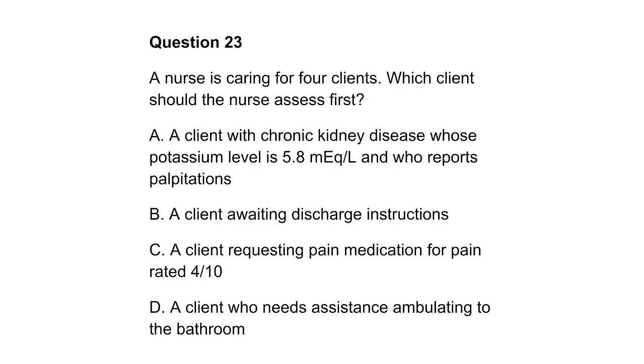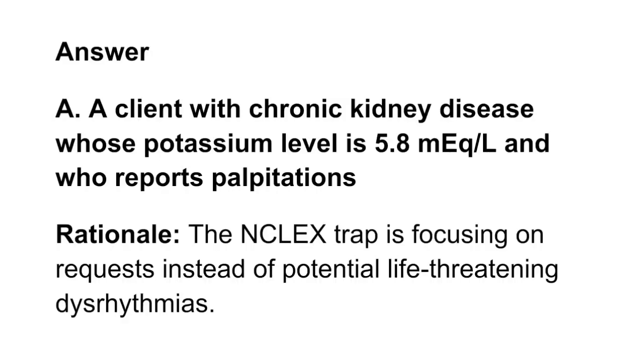Question 23. A nurse is caring for 4 clients. Which client should the nurse assess first? A. A client with chronic kidney disease whose potassium level is 5.8 milliequivalent/L and who reports palpitations. B. A client awaiting discharge instructions. C. A client requesting pain medication for pain rated 4 out of 10. D. A client who needs assistance ambulating to the bathroom. Answer: A. Rationale: The NCLEX trap is focusing on requests instead of potential life-threatening dysrhythmias.